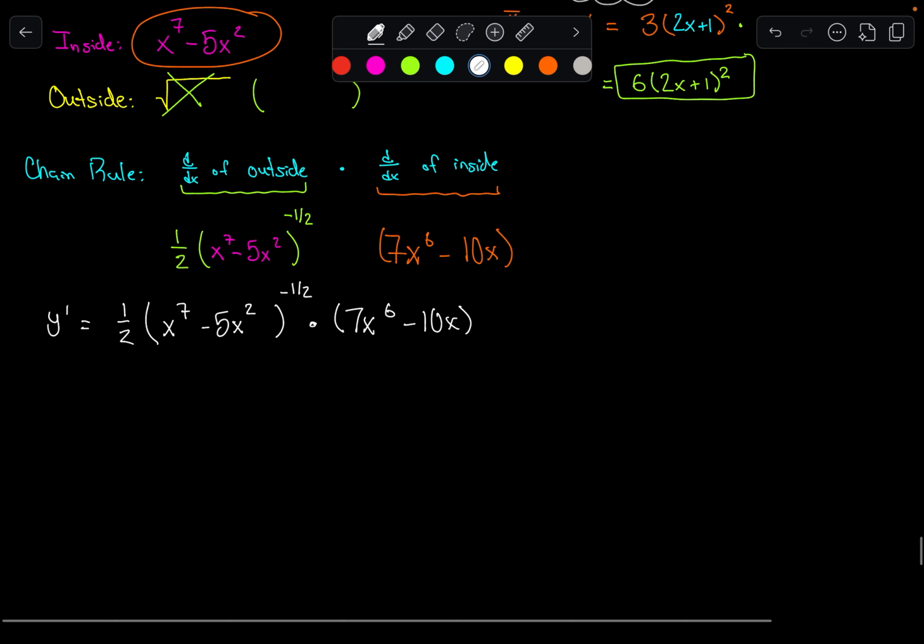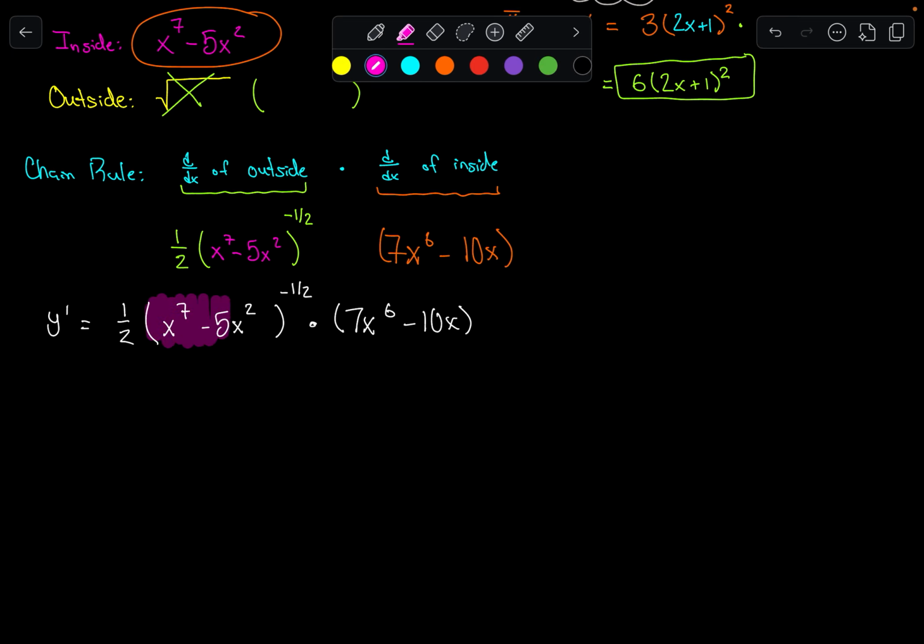Now, can we simplify this at all? We could tidy it up just a little bit if we know what to do with our negative exponents, which we're going to get better at as we proceed in this class. How do you tackle a negative exponent? Well, that's the same thing as having 1 over x to the 7th minus 5x squared raised to the positive 1/2 power. And if you want at this point, positive 1/2 power is the same thing as a square root.